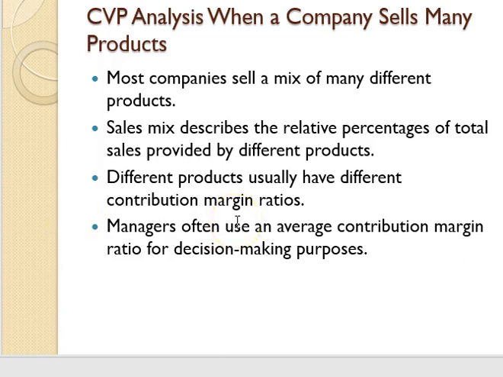When a company has many different products, which is most companies, they're going to have different contribution margins. So the sales mix describes the relative percentages of total sales provided by different products. Different products usually have different contribution margin ratios. And managers often come up with an overall average contribution margin. It may not be the most precise, but at least it gets you in the ballpark.